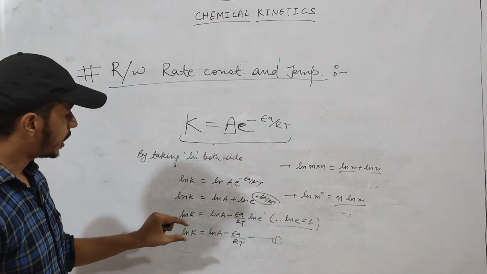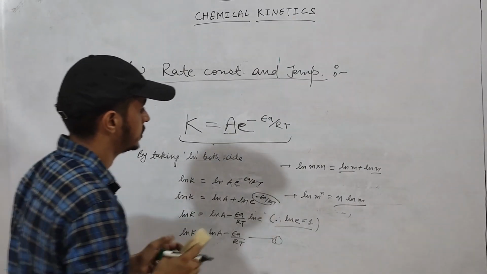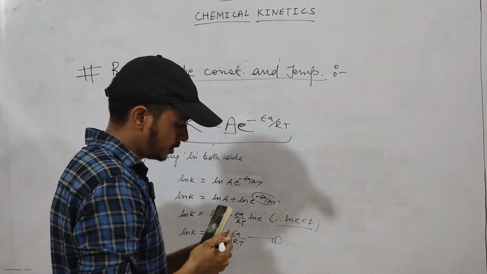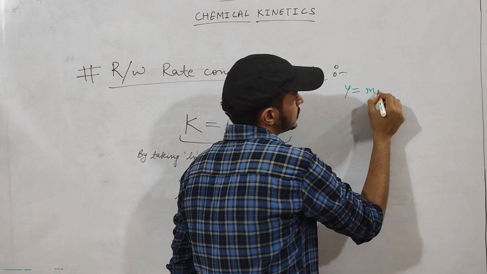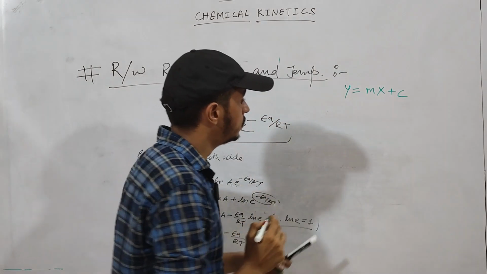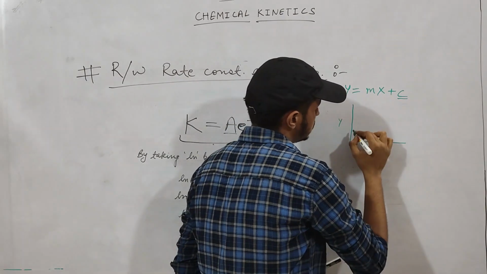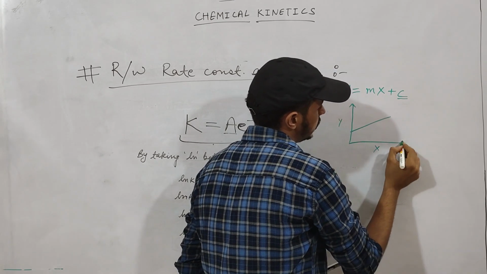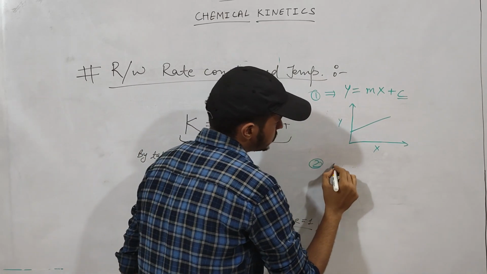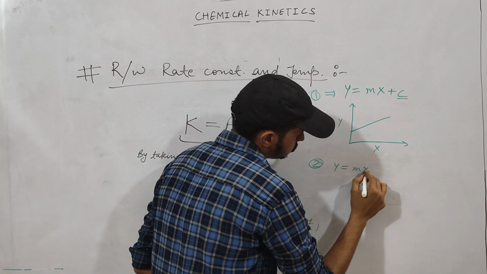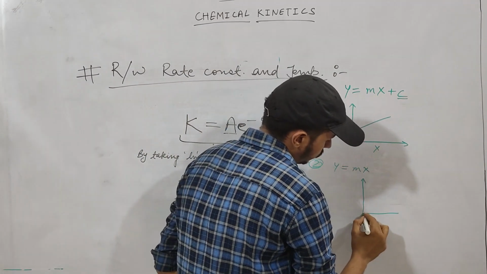You can also draw the graphs of this equation. So let me tell you how to draw the graphs of this equation. Let's say this is the straight line equation, y is equal to mx plus c. The graph for this will be: this is the y axis, this is the x axis, and this is the intercept c, so it will be like this. This is the graph for y is equal to mx plus c. For the second straight line equation, y is equal to mx, what will be the graph? It will have a slope and go through the origin.